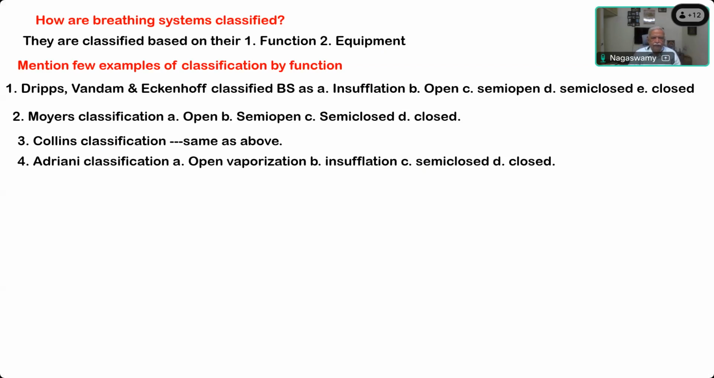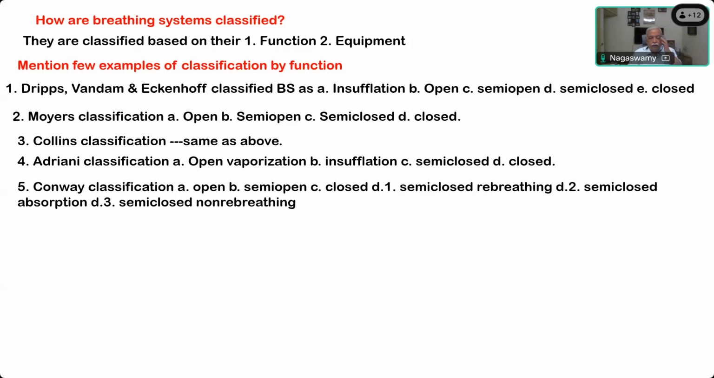Then Adriani, he said open vaporization, insufflation, semi-closed and closed. Then there was a Convoy classification where he said open, semi-open, closed, semi-closed with rebreathing, semi-closed with absorption, semi-closed with non-rebreathing. Similarly, there are several things. If you see Dorsch and Dorsch book, there are about 10 classifications given, but just for exam sake, remember a few names like this. So what factors were taken into consideration in these classifications?